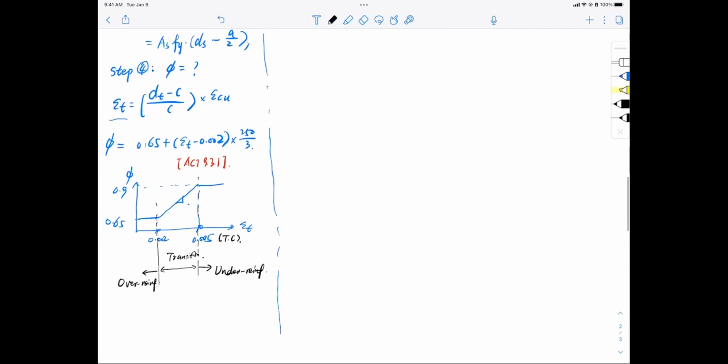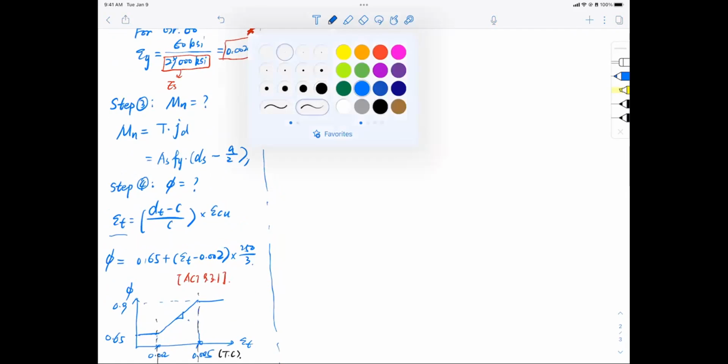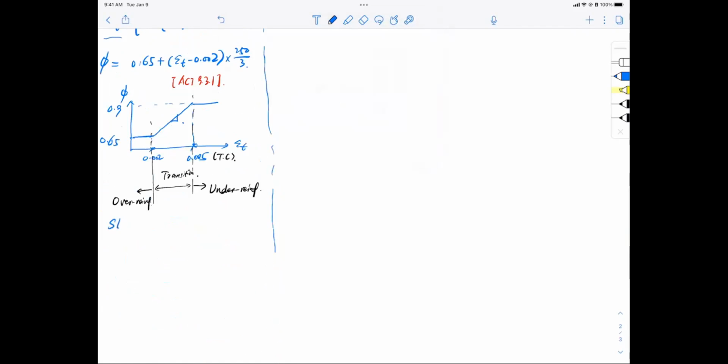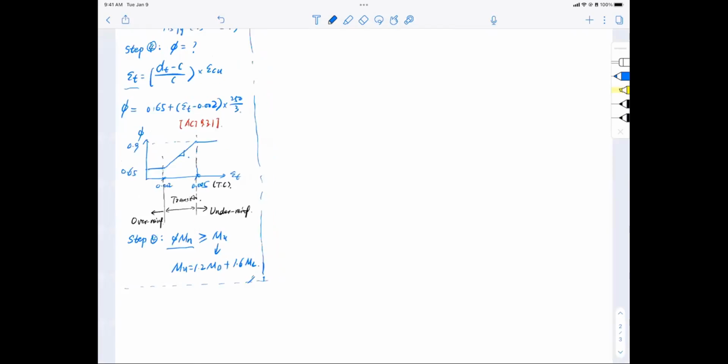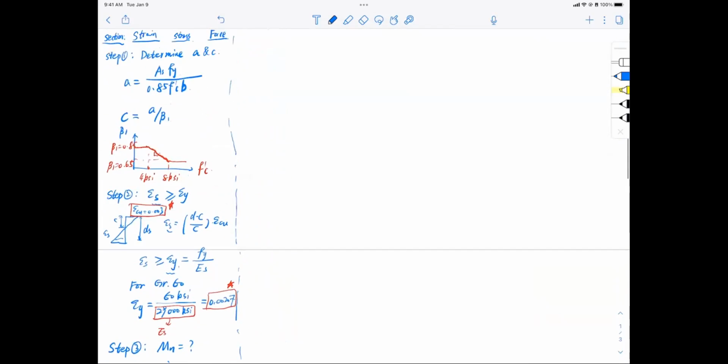Now, this is just the phi, and the last step for the analysis problem, step number 4, is that you need to make sure phi Mn is greater than or equal to Mu, where Mu is a factored moment that is equal to 1.2 M dead plus 1.6 M live. So once your phi Mn is greater than this value, then you satisfy your strength requirement. And that, my friend, ends the box for problem number 1, analysis of a singly reinforced section.